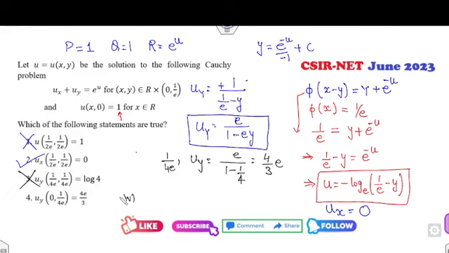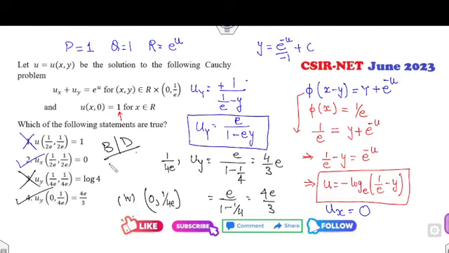Look at the fourth option. Compute the values at 0 and 1 over 4e. So it gives you e over 1 minus 1 over 4. That gives you 4e over 3. That means the fourth is the right answer. So B and D are my correct answers.